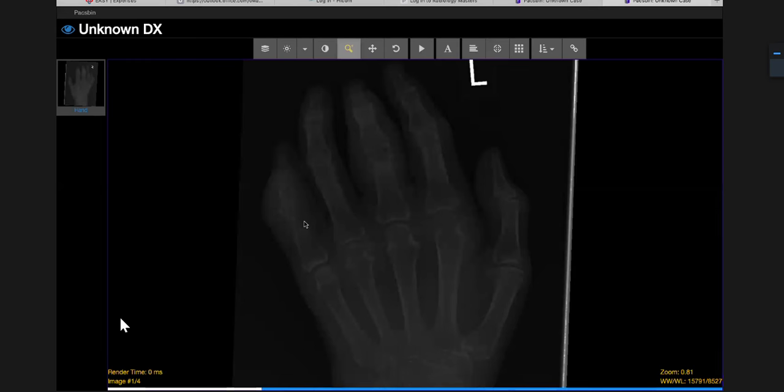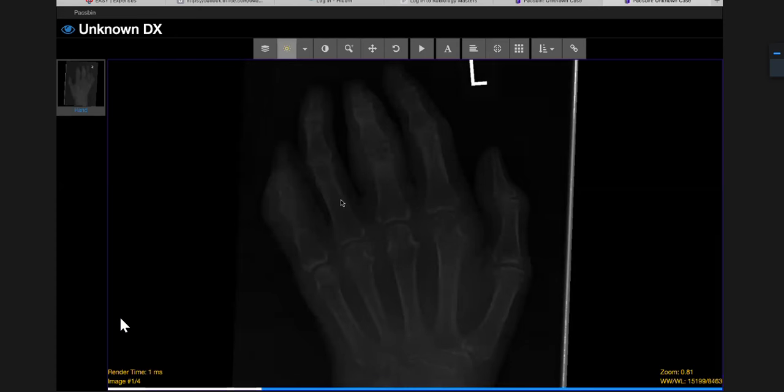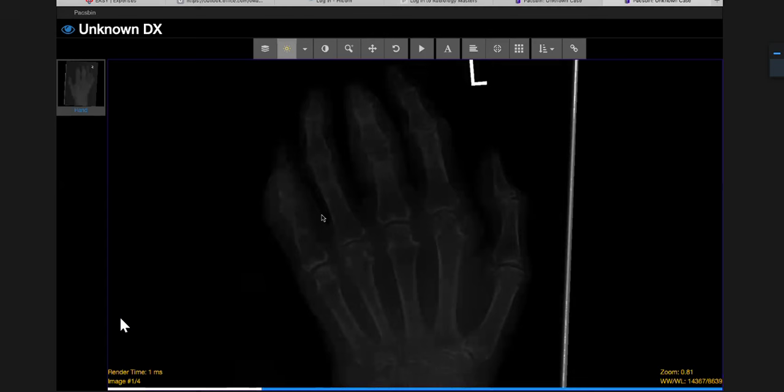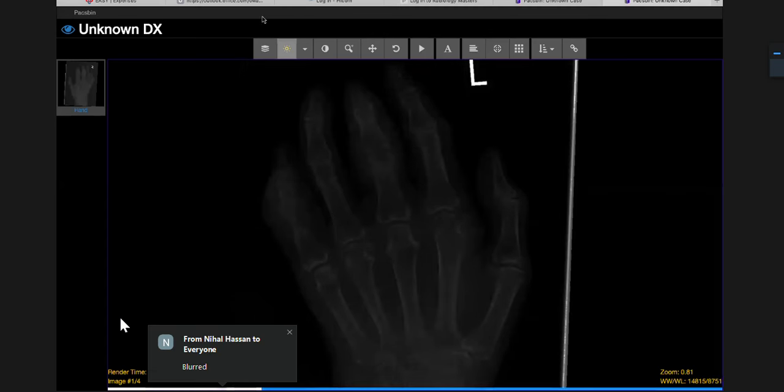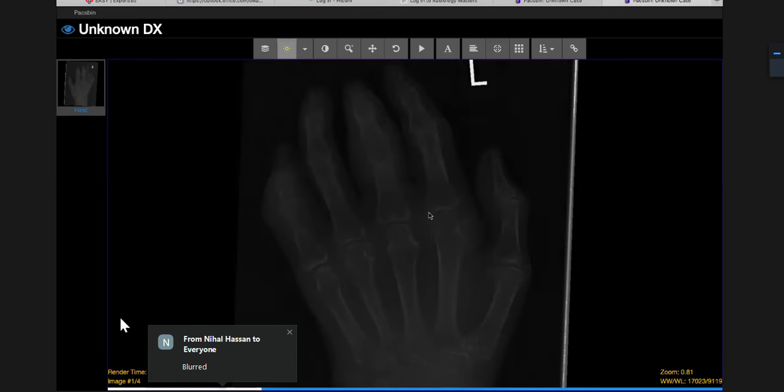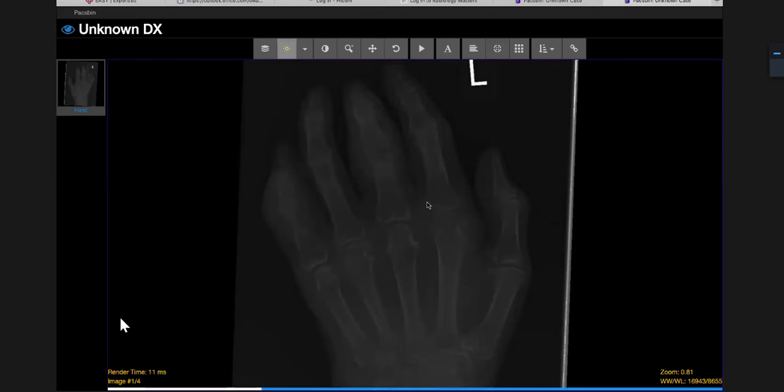Just window it slightly more because to me it's looking really dark. I think you can make this a bit brighter, which will make it easier for you. Am I going in the right direction? No, oh yeah, that way. So brighter, yeah, up a bit.